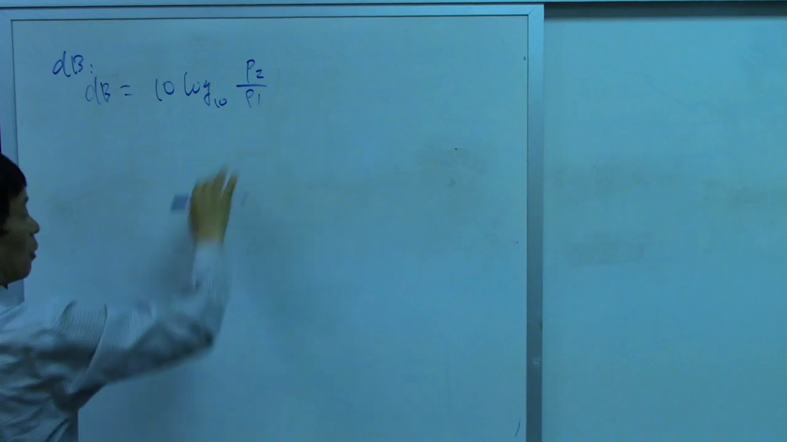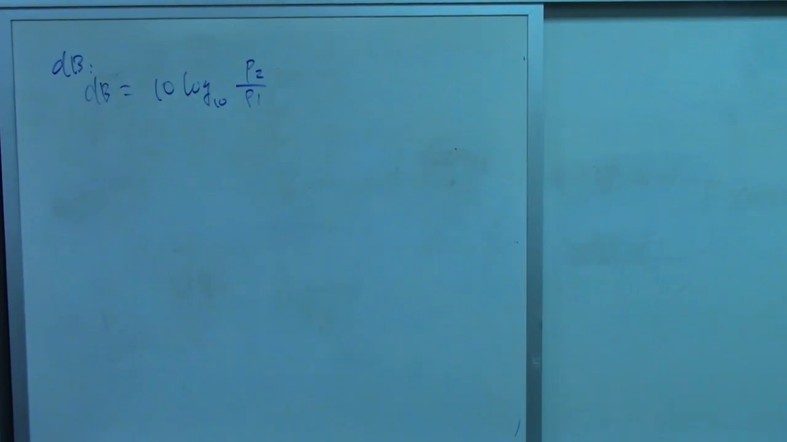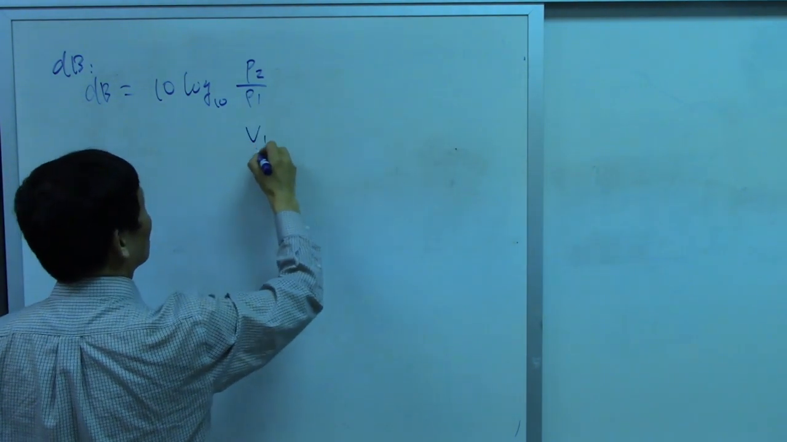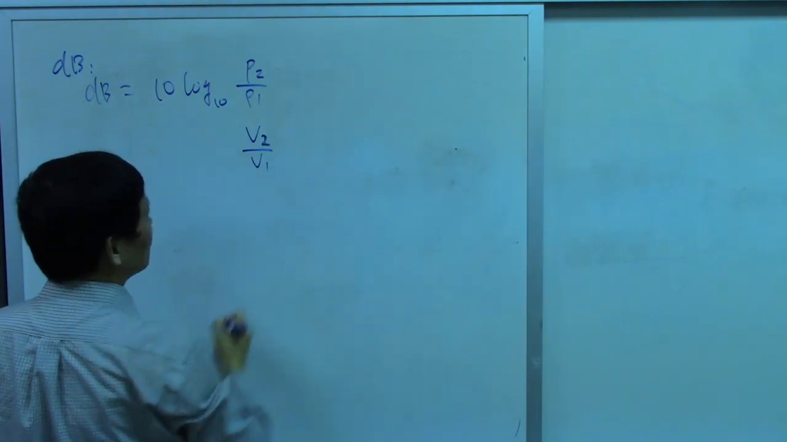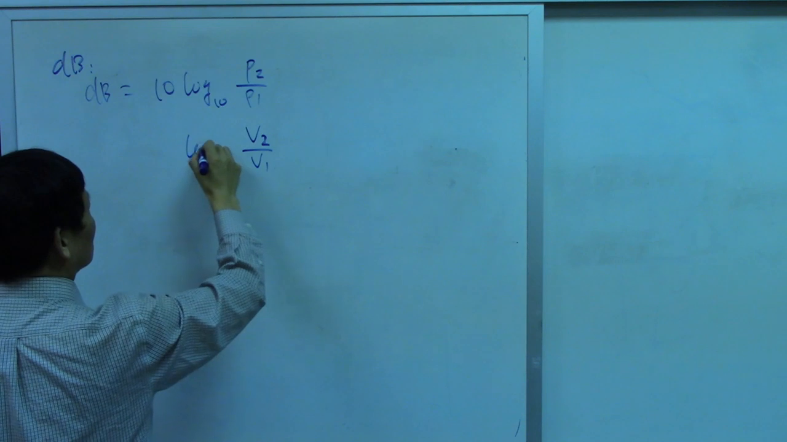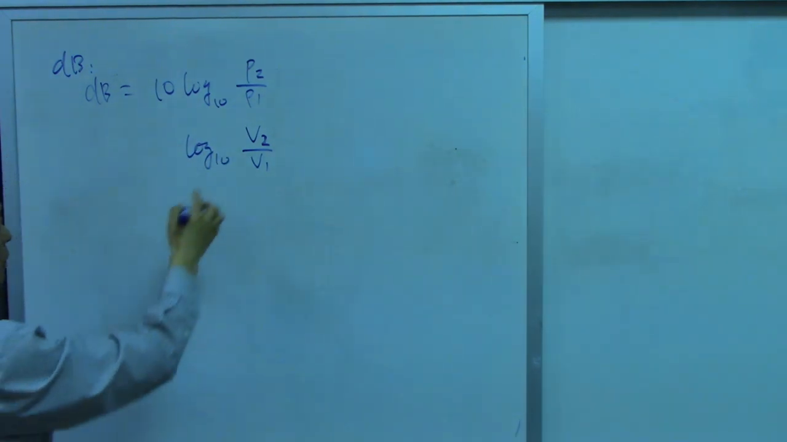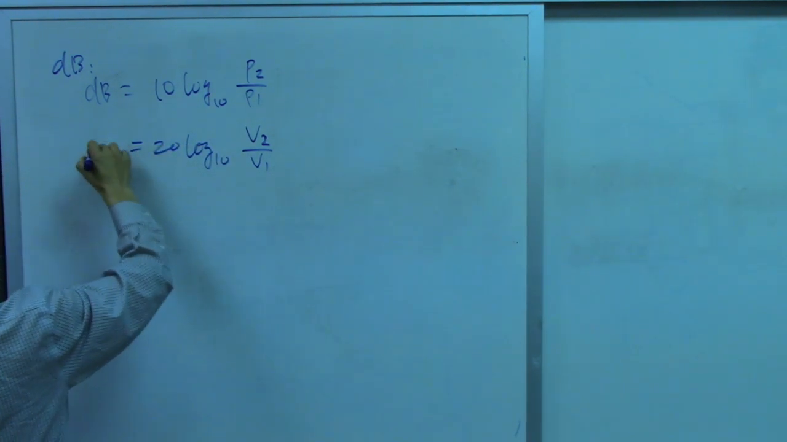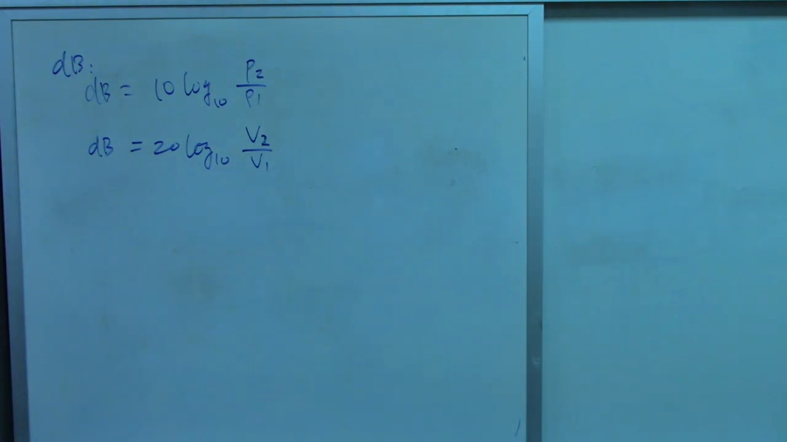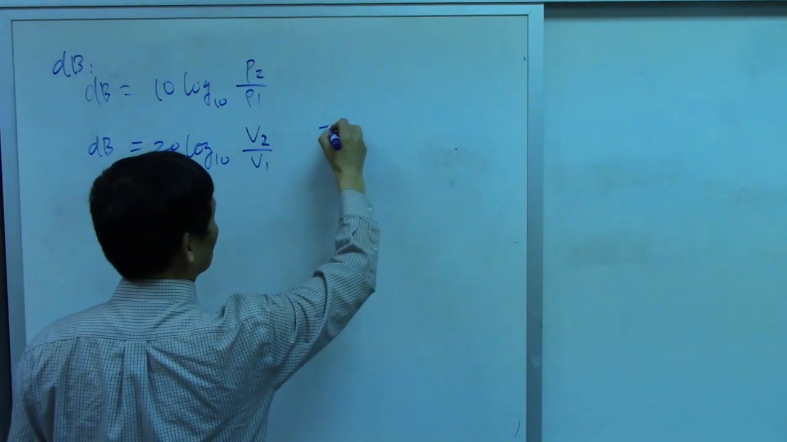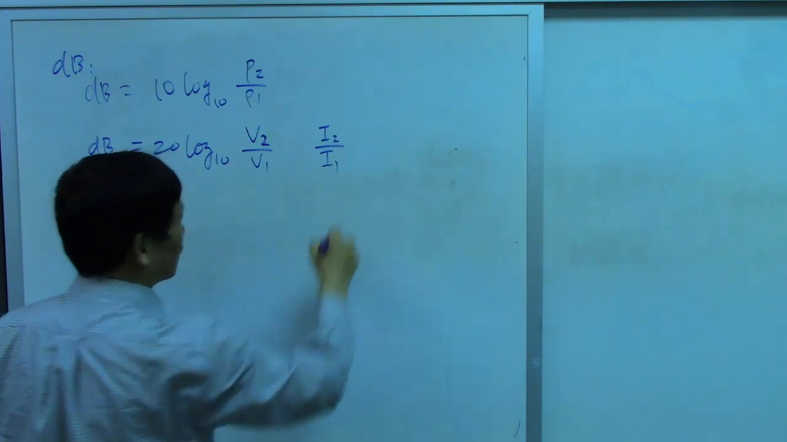This is for power. Sometimes the input and the output are represented with voltage. The input voltage equals 1 volt, the output voltage equals what? In that case, if we use V2 over V1, we still take the log base 10, then multiply by 20. If the ratio is in voltage or in current, so current 2 divided by current 1.